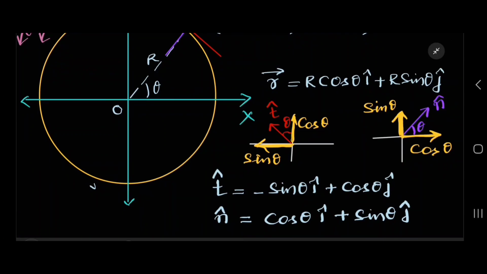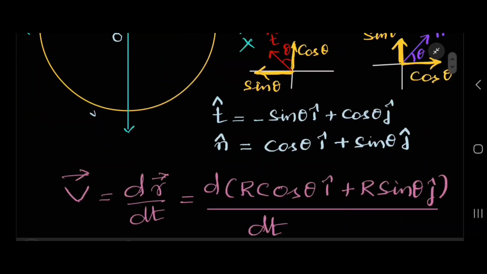Now the tools are ready. We have to differentiate the position vector to get velocity. So let us do that. So velocity v bar is nothing but dr bar by dt. That is the derivative of this position vector r cos theta i cap plus r sin theta j cap. R is constant, it is the radius of the circular path. Theta is variable. As the particle moves in the circular path, theta keeps changing.